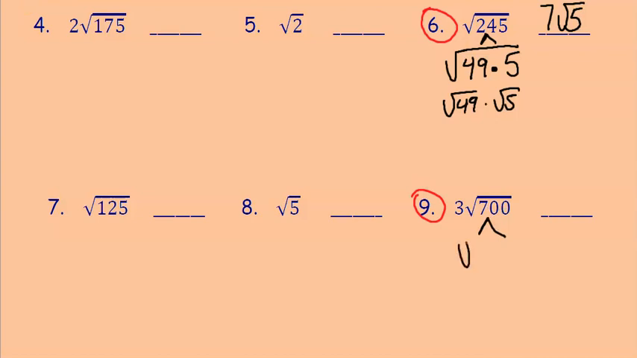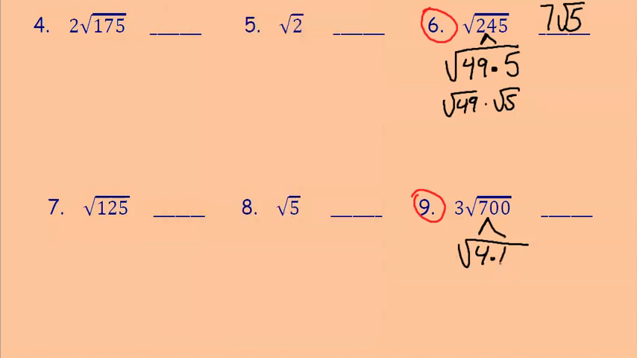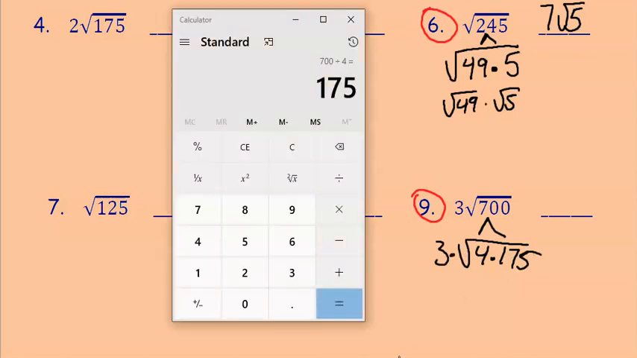700, we could take out a 4. 700 divided by 4, 175. That's an odd number, so we can't take out another 4. Let's try 9. We can't do 9. Let's try 25. Yes, it's 7.